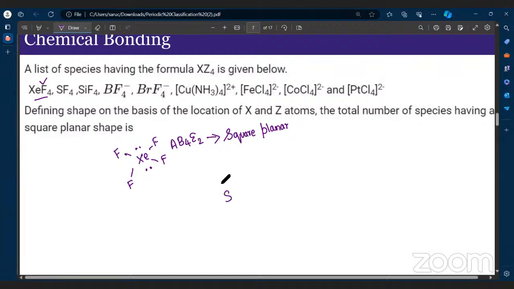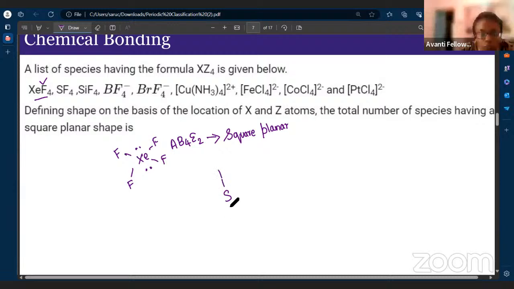And SF4. What will be the shape for SF4? How many lone pairs will it have? Sulfur will have 1 lone pair. So what is the shape of SF4 if it is AB4E type? You can see it looks like a seesaw, like opposite. So therefore it is seesaw. Only in this shape the repulsion will be minimum.